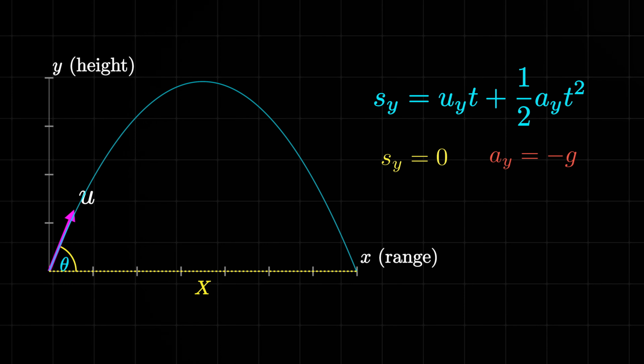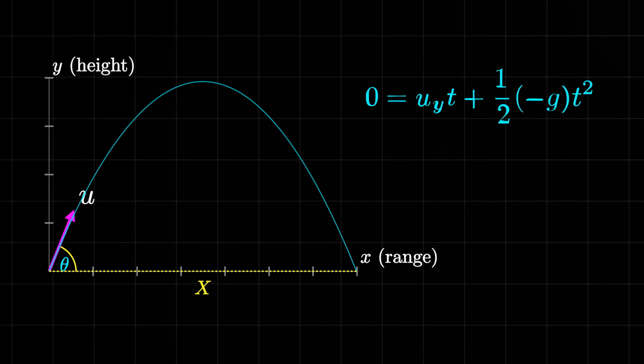If we substitute these values back into the equation, we'll get 0 equals uyt minus half gt square. This equation can be rearranged for uy. Let's do that. If we do that, our equation becomes uy equals half gt. Now let's make t the subject. t turns out to be twice uy over g.